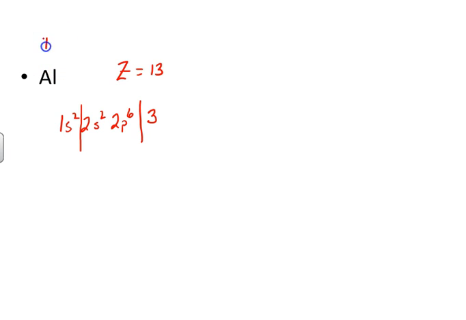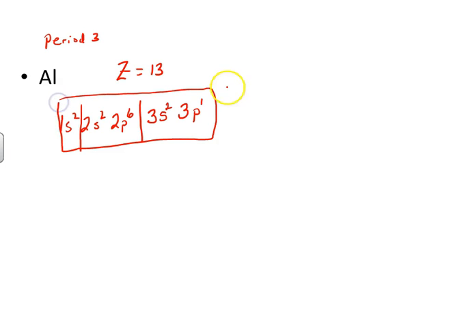Note with aluminum that it's on period 3, so that tells us we're going to need at least 3 energy levels. We start with 3s. 3s can hold up to 2 electrons. We still have 1 left over, so that means we go to 3p. Remember that energy level 3 has s, p, and d sublevels present, and we're going to utilize the p for 1 electron. So that gives 1 plus 2 is 3, plus 6 is 9, 10, 11, 12, 13 electrons. Final electron configuration for aluminum.